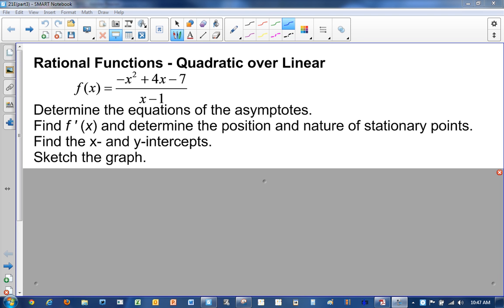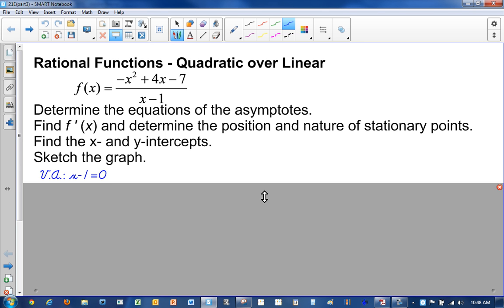All right, here's part 3 where we're talking about quadratics over linears. So I have a nice quadratic in my numerator and a linear on the bottom. Same questions being asked, and I have to sketch the graph once everything's done. So let me look at the asymptotes. There's a vertical asymptote of x equals 1.